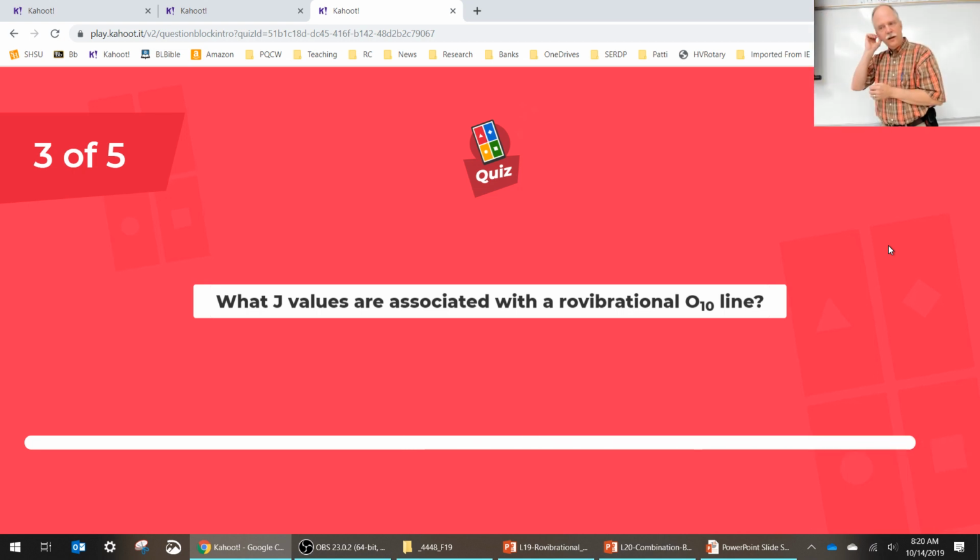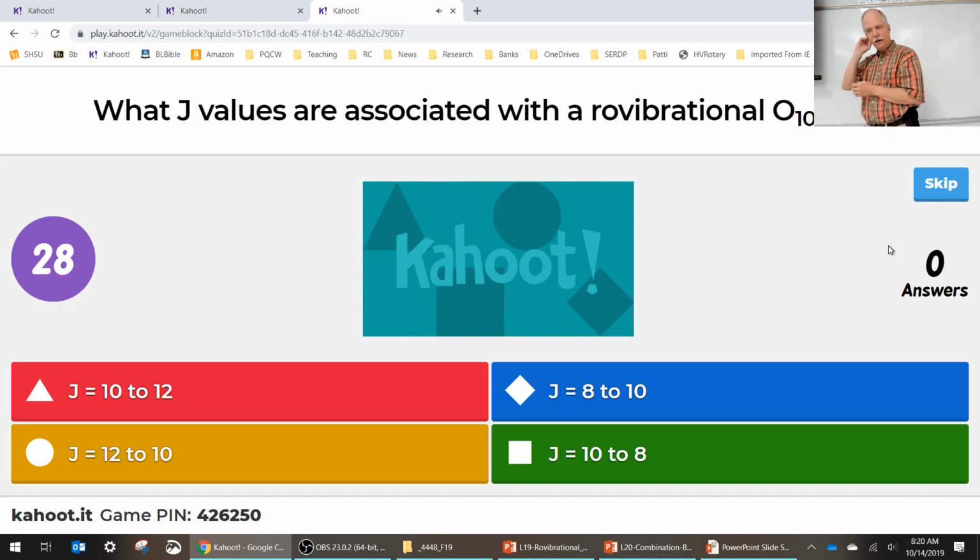Okay, what J values are associated with an O10 line? So now you're going to understand the terminology. What is an O10 line? It's telling you 3 things. It's telling you the lower J value, how J changes, and what experiment it is. So what kind of delta J there is.